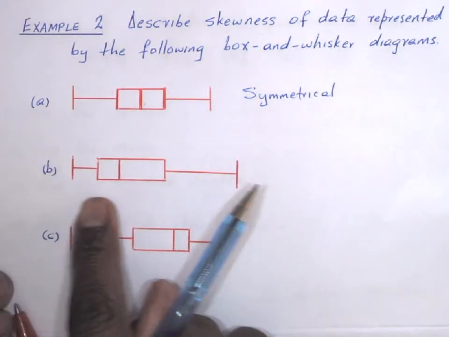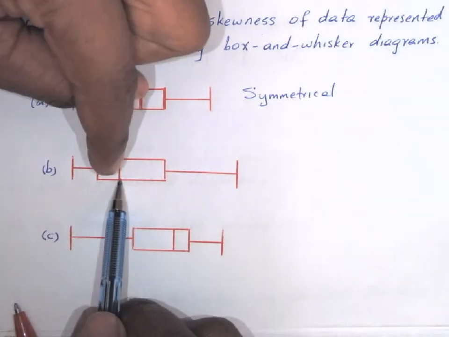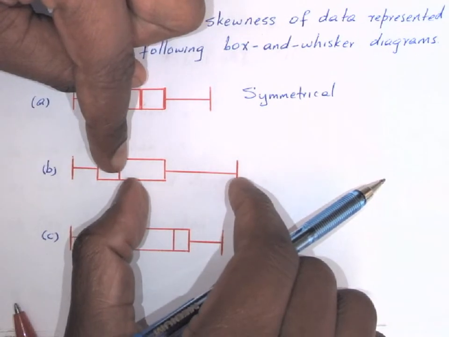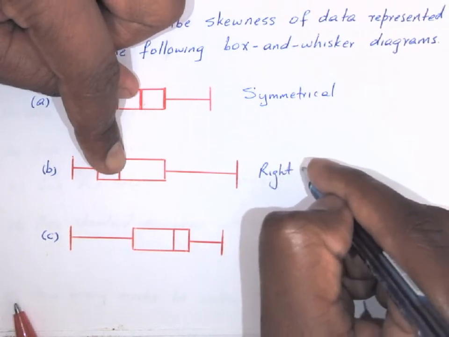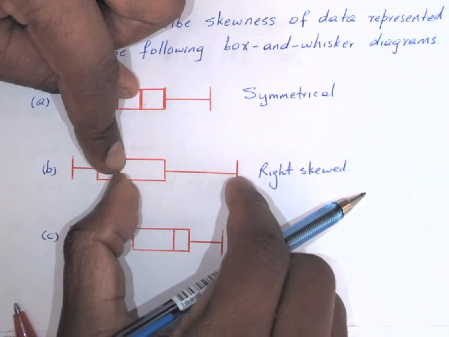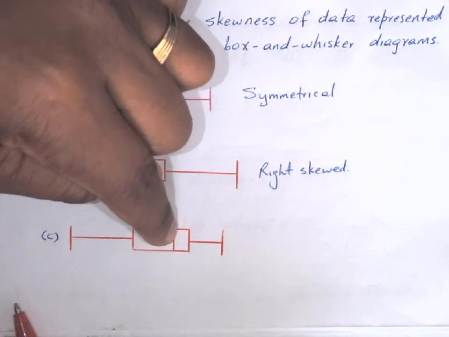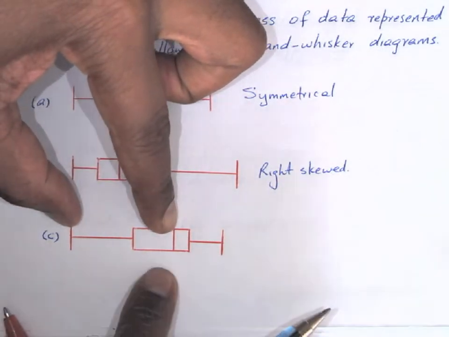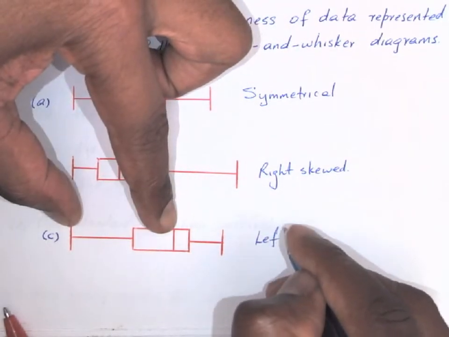Okay, now let's look at the second one. If you look at the second one, the median in the box is there, but you can see this side is bigger than that. So the right side is bigger than the left side. So then we say this one is right skewed, because the right side is bigger. When you look at this one here, the median in the box is there. You can see the left side is bigger than the right side, so we say this one is left skewed.